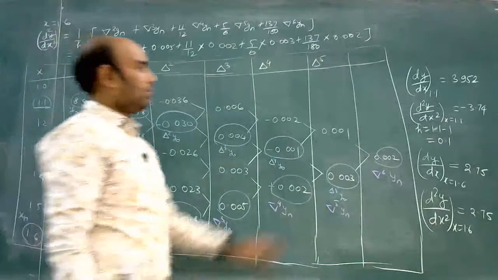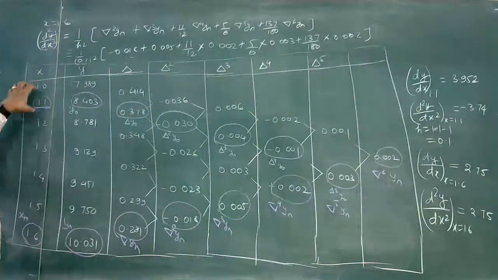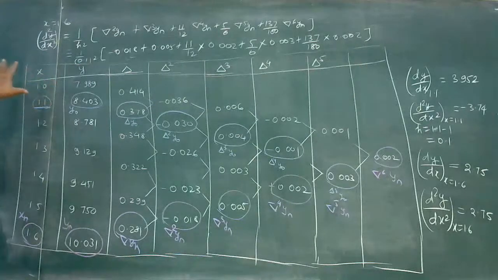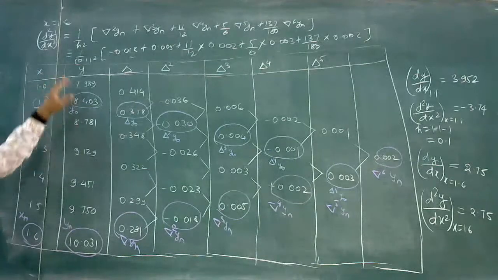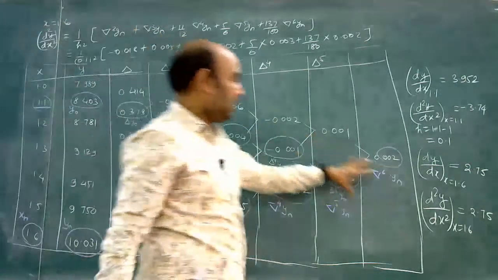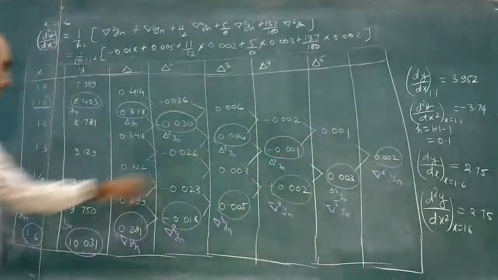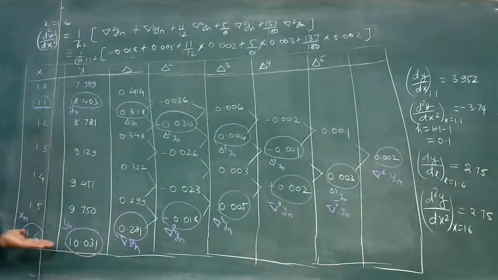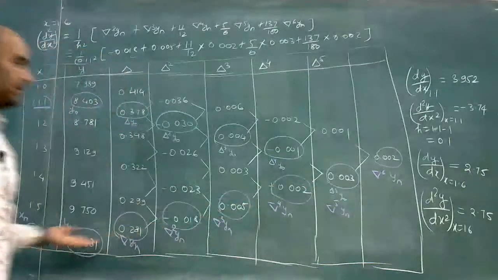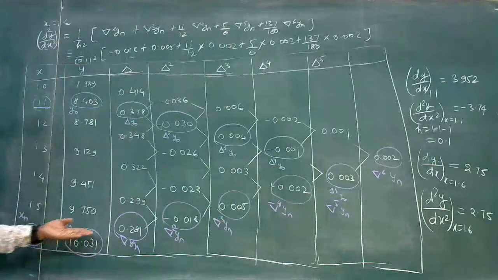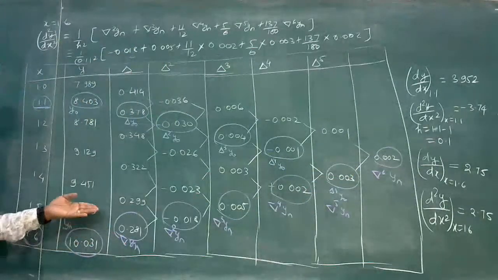So when you have to find the value of dy by dx derivatives at the top of the table, we use Newton's forward interpolation formula, and we use these difference values. And when you want to find the value of dy by dx at the bottom of the table, we go with the differences at the bottom of the table. So you have to choose the formula accordingly.